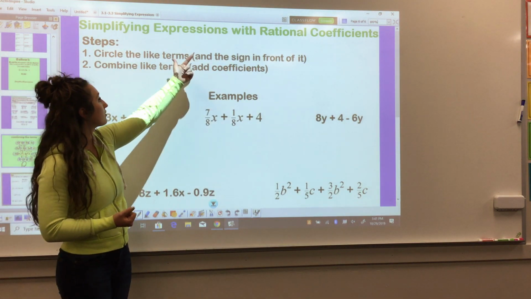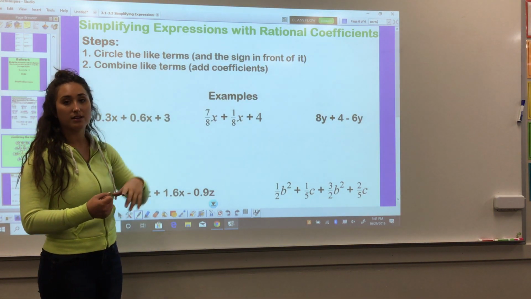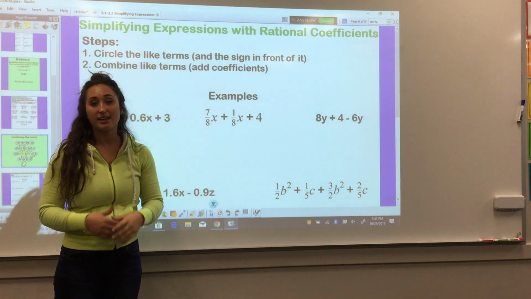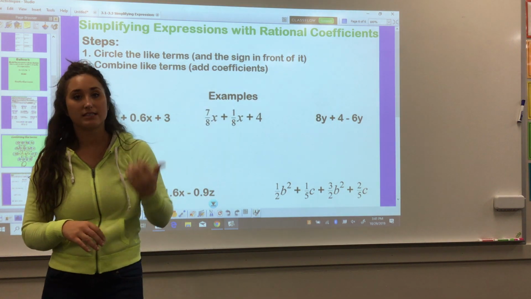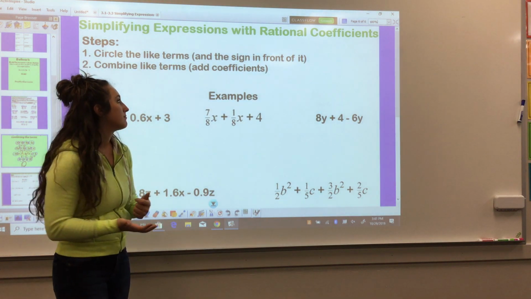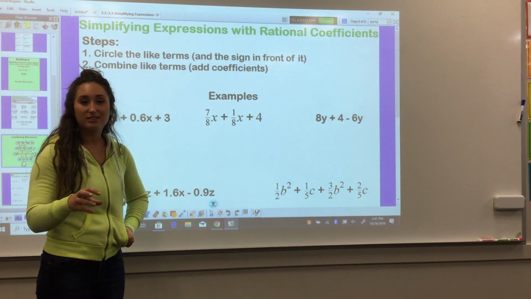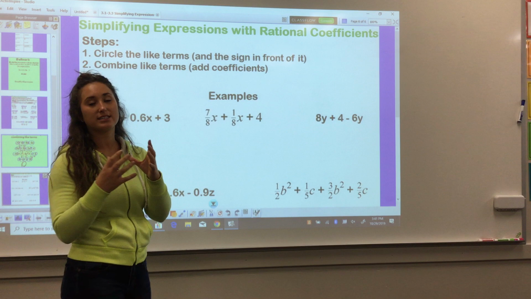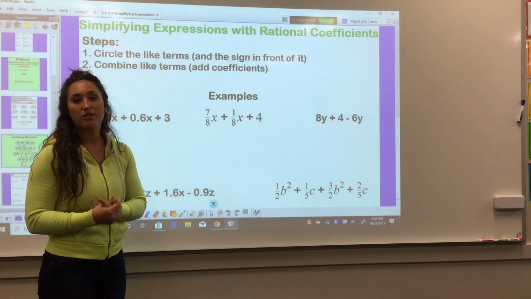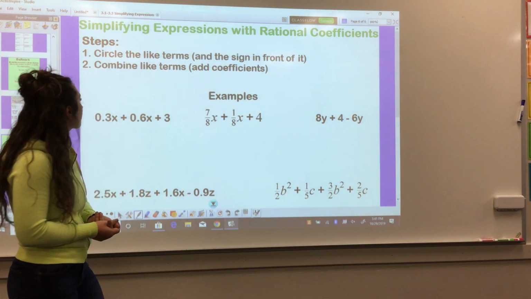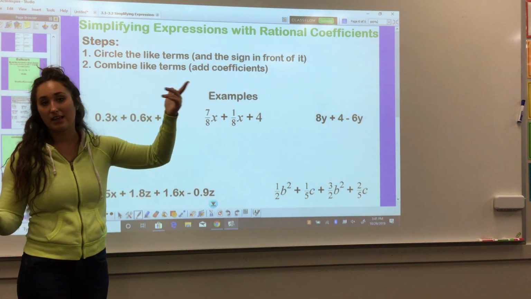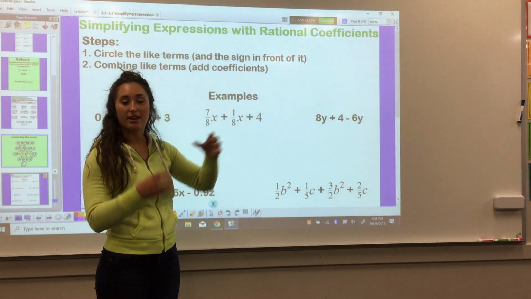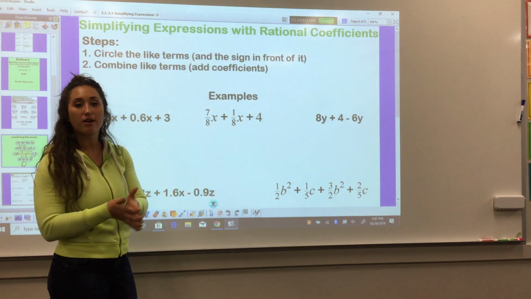Remember, we started by circling the like terms, okay? I also put in parentheses that you're circling the sign in front of it to denote whether that term is negative or positive. Again, you could rewrite it as plus negative if it was subtracting, but I think it's easier just to circle that sign in front of it to show whether it's positive or negative. And then you can just combine the like terms. What I mean by combining is you are adding, and remember you're only adding the coefficients, so the numbers that are in front of the variable term.